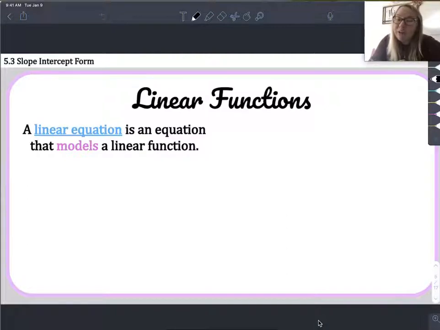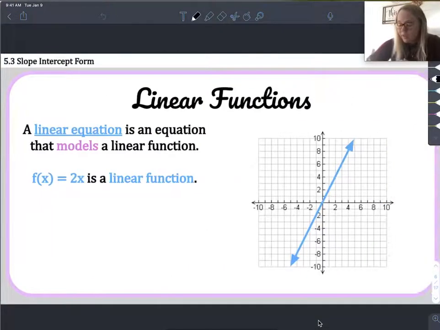Then we're going to look at some linear functions. A linear equation is an equation that models a linear function. So f of x is equal to 2x is a linear function. Notice this graph has changed a little bit. It's steeper compared to the last one. It's because we're multiplying x by 2 now.